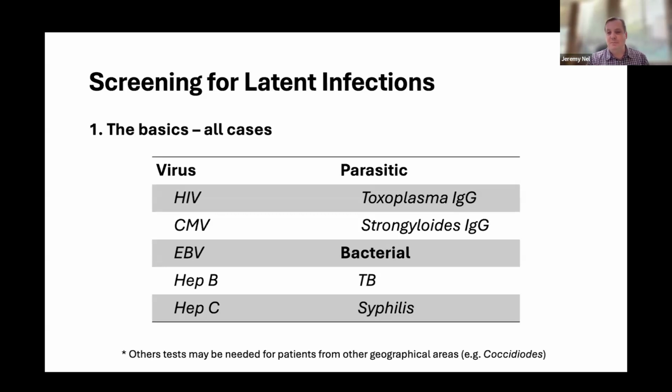What travel do they have? What pets do they have? What do they eat, for example? You need to go into a lot of detail, and based on those things, you might want to add and screen for other things. But as a minimum, what's on this page should be done.